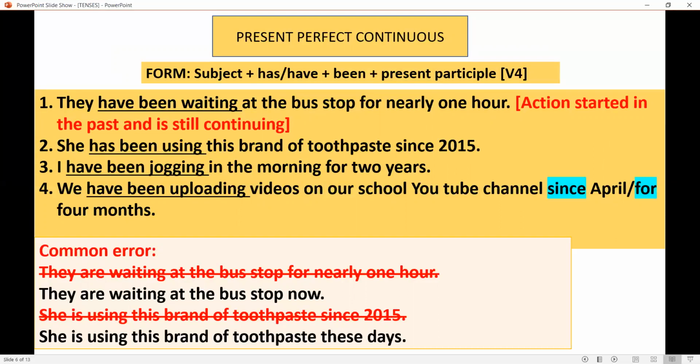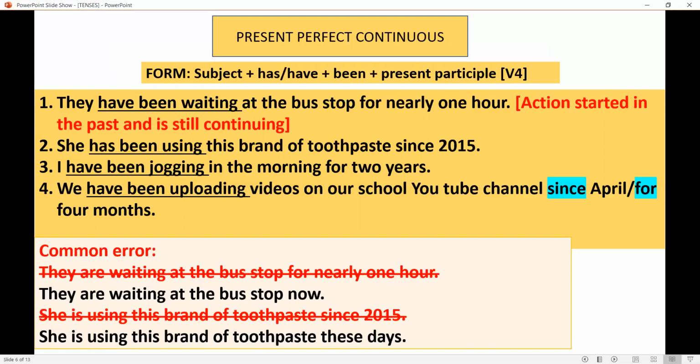Again, the time is mentioned. Since this point of time, she has been using this brand of toothpaste. Third example, I have been jogging in the morning for 2 years. So even now I'm continuing. Fourth example, we have been uploading videos on our school YouTube channel since April or for 4 months.